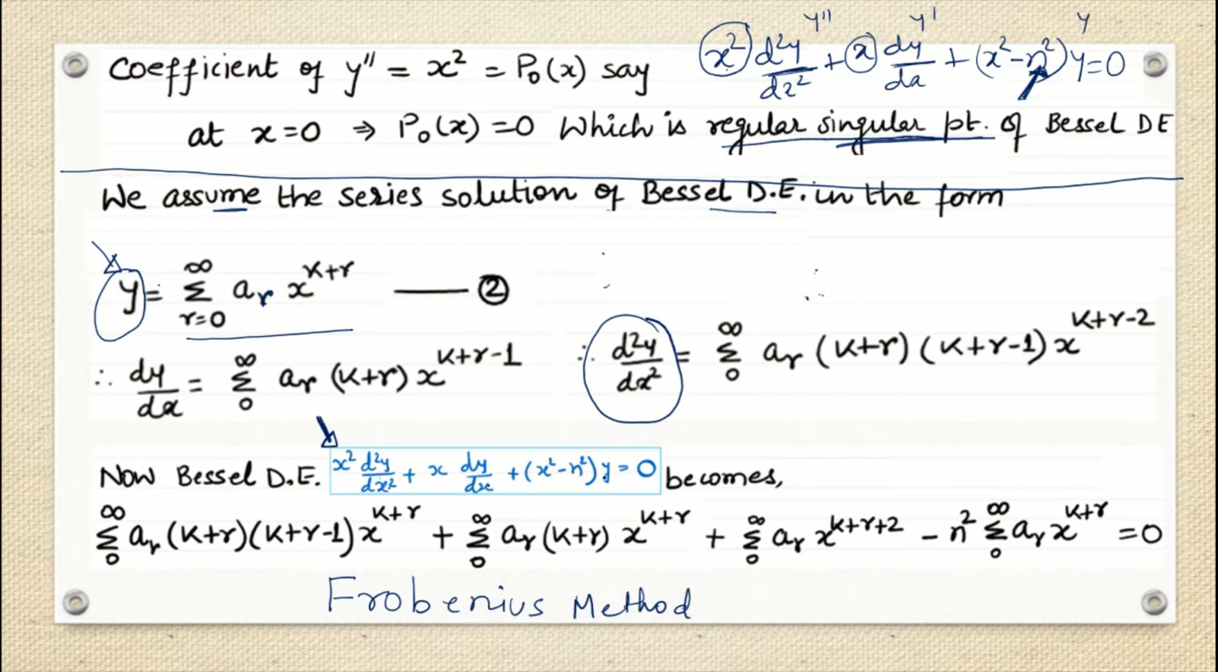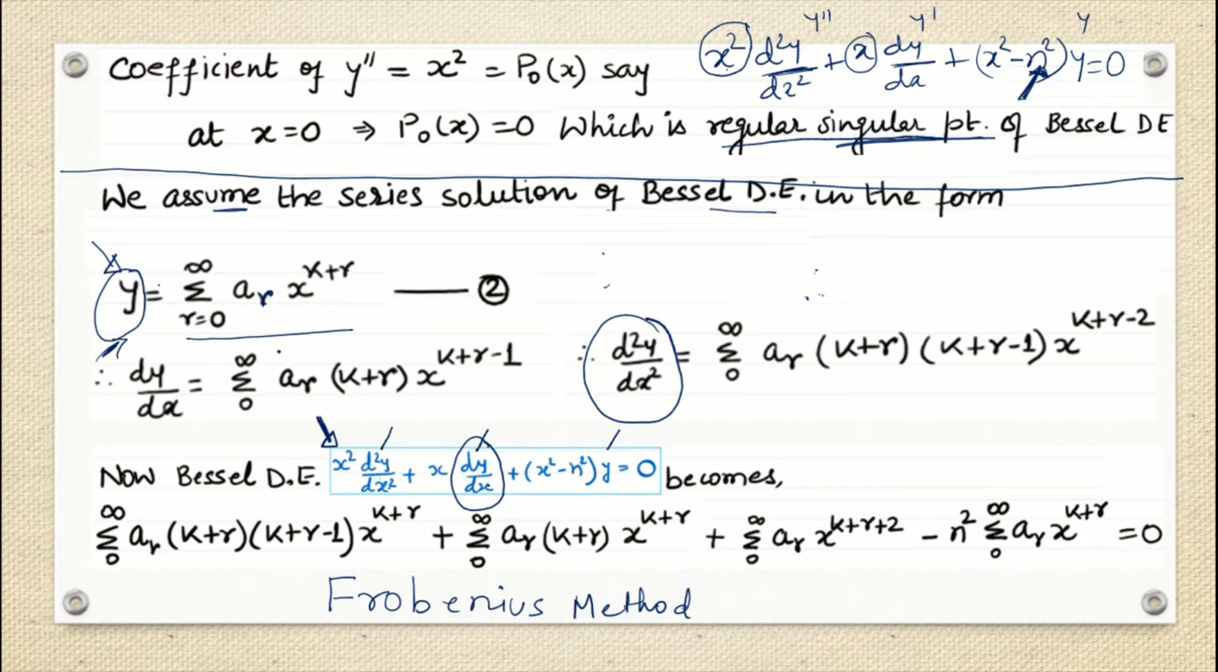So my job is to write down the value of y, dy by dx, and d2y by dx square in the form of series solution. For that we know that y is sigma a_r x to the power k plus r, where r is 0 to infinity. So I'm going to find the value of dy by dx. You just see here. So what will be my dy by dx?